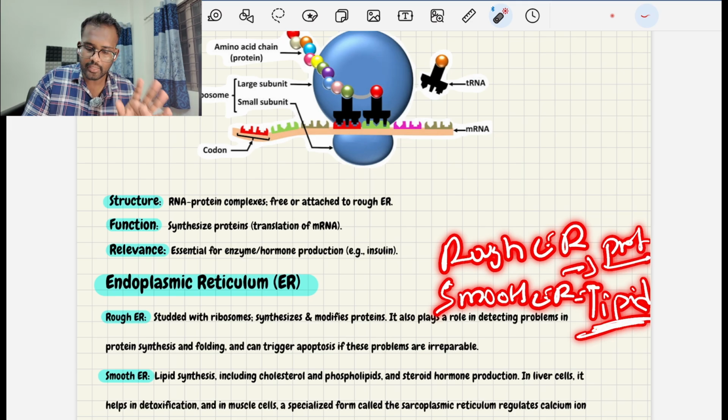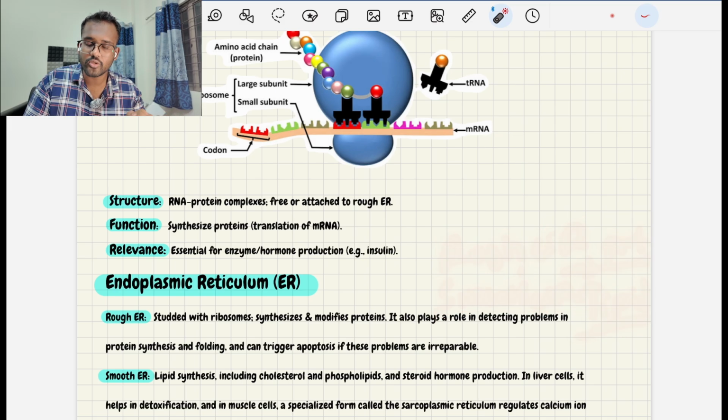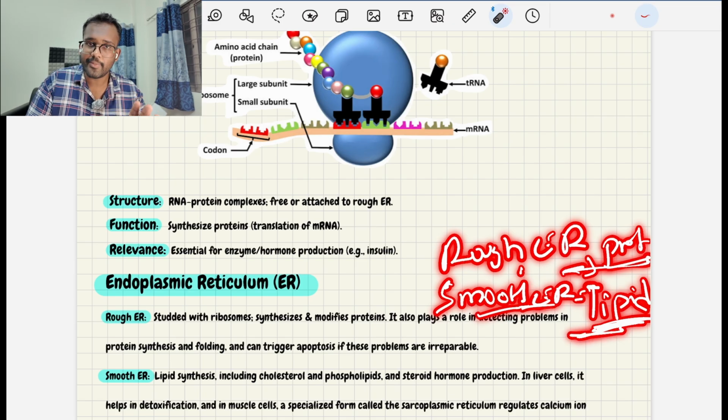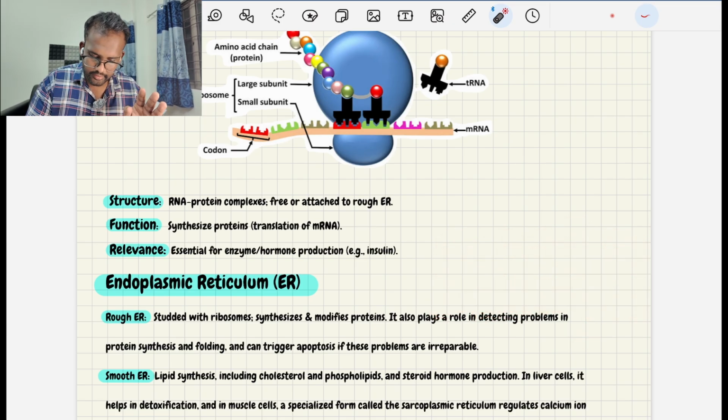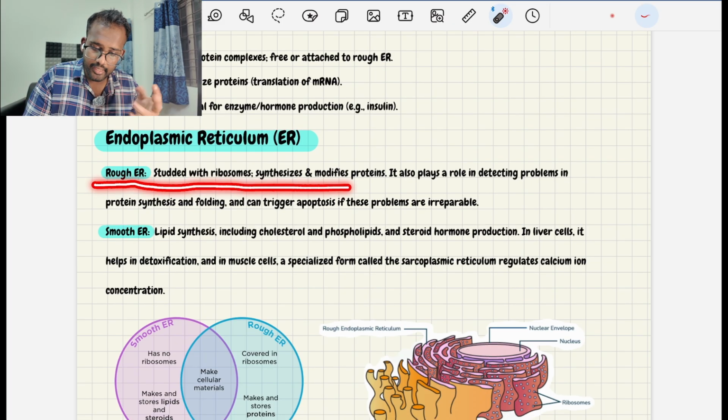Very important. Remember, this kind of question will be asked in the upcoming exams. Rough endoplasmic reticulum helps in protein synthesis, smooth endoplasmic reticulum helps in lipid synthesis. I have mentioned it here in detail. As you can see, the rough endoplasmic reticulum, with ribosomes, synthesizes and modifies protein.